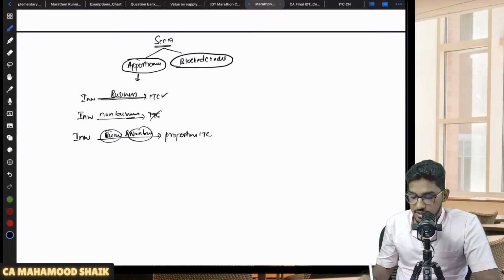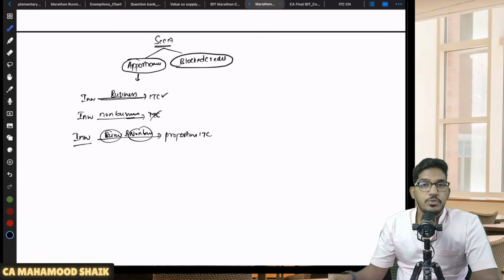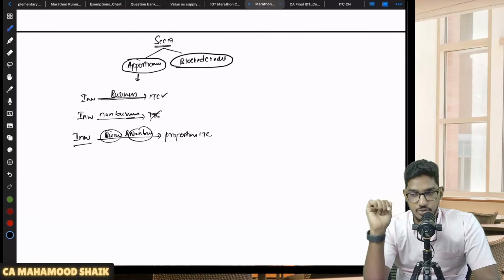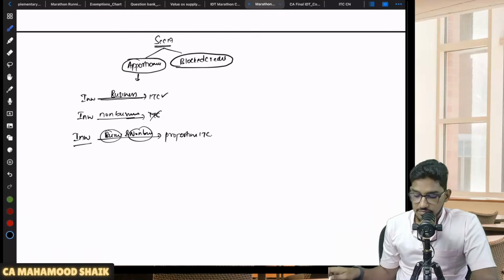That means whatever GST you have paid on those inward supplies which you are going to use for business as well as non-business purposes, you can't avail full ITC, only a proportionate amount you have to take. Now how to do that apportionment? A question will come now, and that's what we are going to answer.